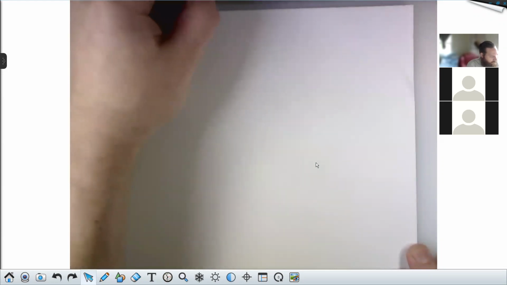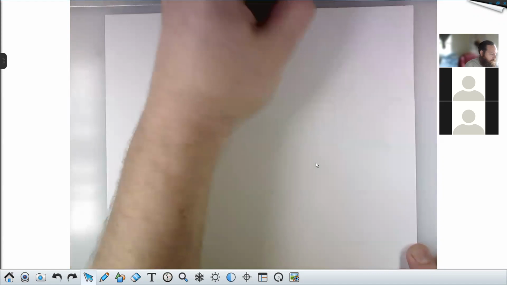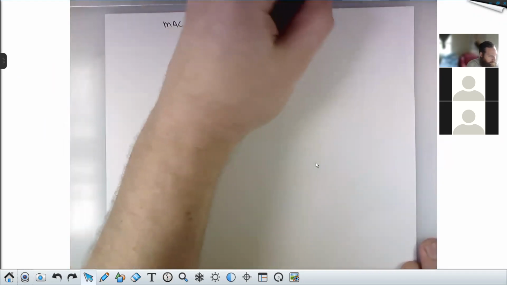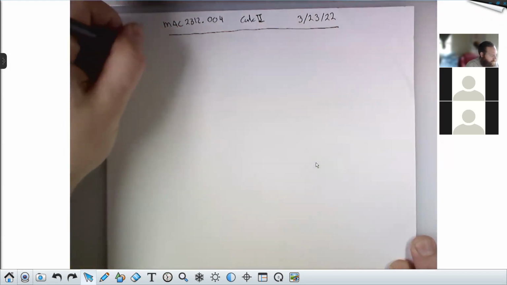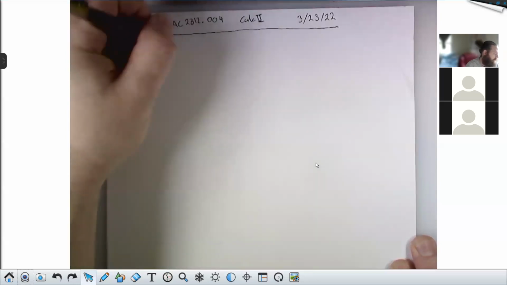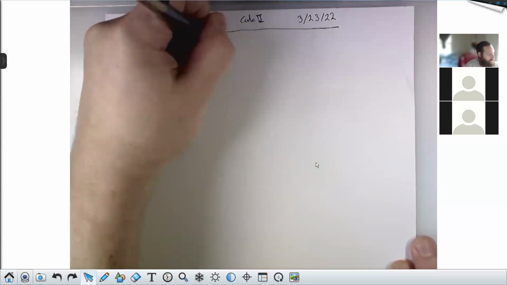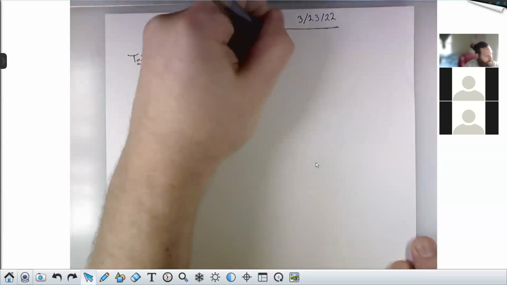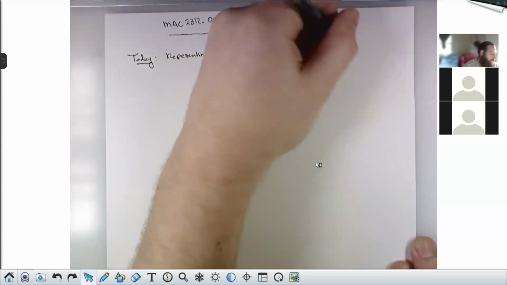This is MAC2312 section 004, which is Calc 2. And the date today is the 23rd of March, 2022. What we're going to do today is discuss how to represent functions as power series, which is section 11.9.